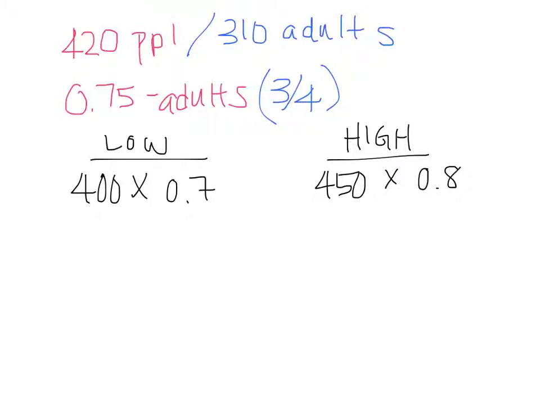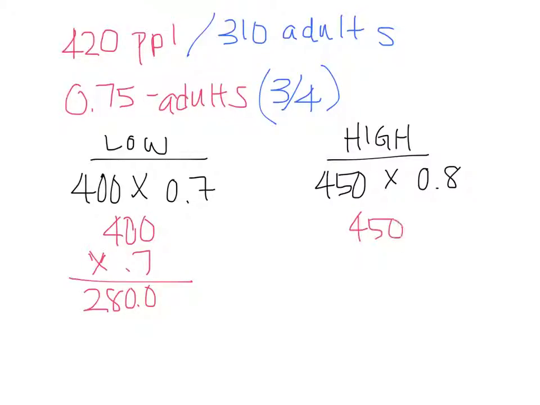So if we took the product of both of these answers, right? 400 times 0.7, which is fairly easy. Think of 400 times 7, 2,800. And then we have 0.7, so we get 280, right? And then we take 450 times 0.8, which would be 360. So the product is somewhere between 280 and 360.